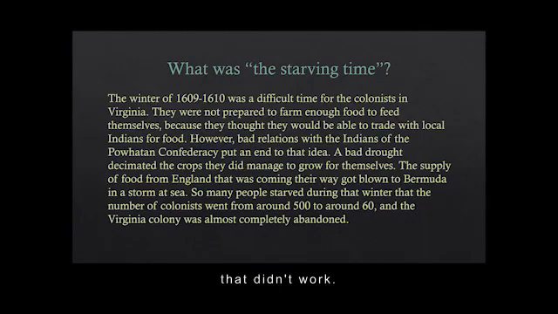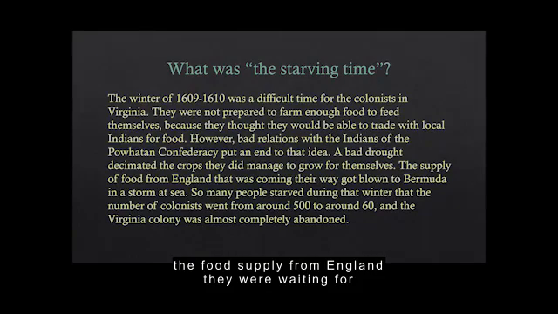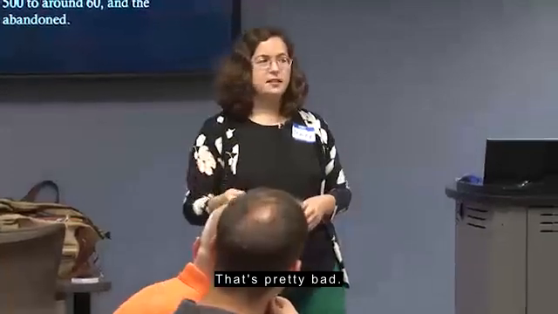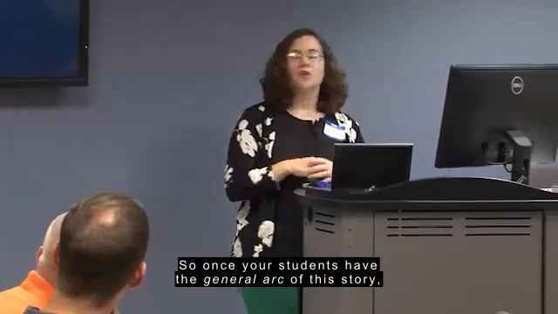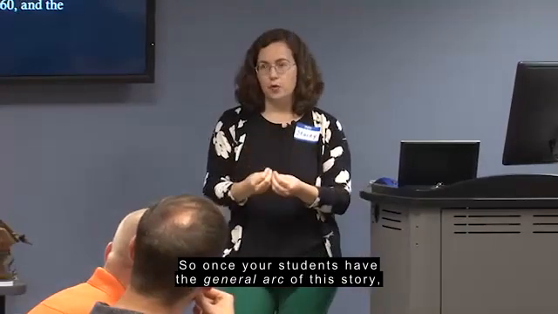That didn't work. The Indians near about were very hostile to them, as your students who have seen Pocahontas will know. And then there was a drought that decimated the crops that they did manage to grow. And then the supply of food that they were waiting for coming from England got blown off course all the way to Bermuda. And so they had no food. They were literally starving. From about 500 of them, only about 60 survived. That's pretty bad.